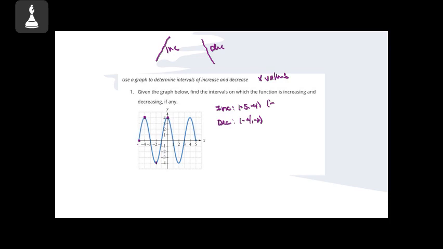I'm going to put a u between there. Then we switch to decreasing again. So from 0 to 2. Then we go back increasing from 2 to 4. And then back decreasing from 4 to 5. So it's just a matter of listing out increasing, decreasing, increasing, decreasing, increasing, decreasing based on the x values.